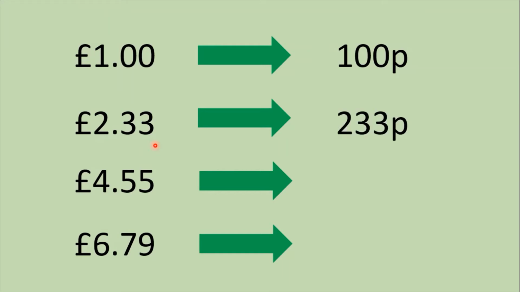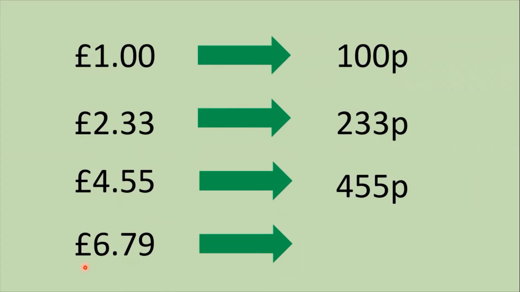It's 233p. Well done. So as you can spot, it's just a decimal point here just to tell us that it's £2.33, but actually 233p. They are both exactly the same. So £4.55 then, what's that in pennies? It's 455p. Well done. If you got that, you're probably seeing a pattern here. It's just missing that decimal point, making it in 100, like a 3-digit number.